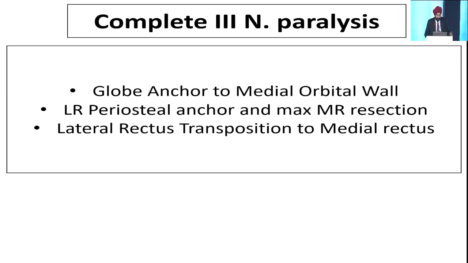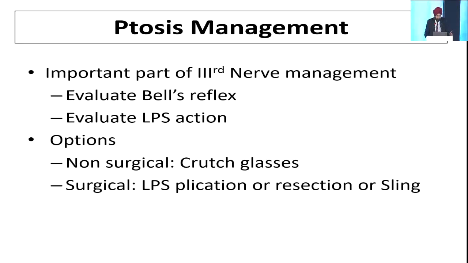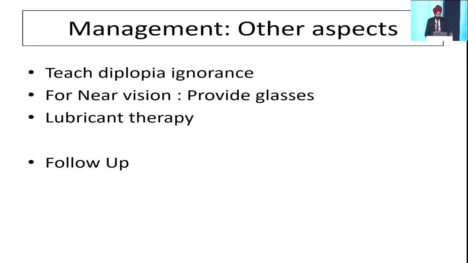And in complete third nerve palsies, after we've done all this, we also have to do ptosis management. Here we need to look at the LPS action, we need to look at the Bell's reflex, and only then can we go ahead and lift the lids, which could be done by a sling or a resection or a plication, based on how much ptosis there is.